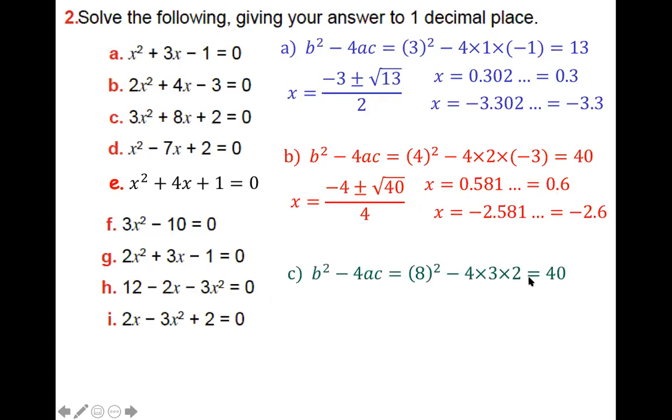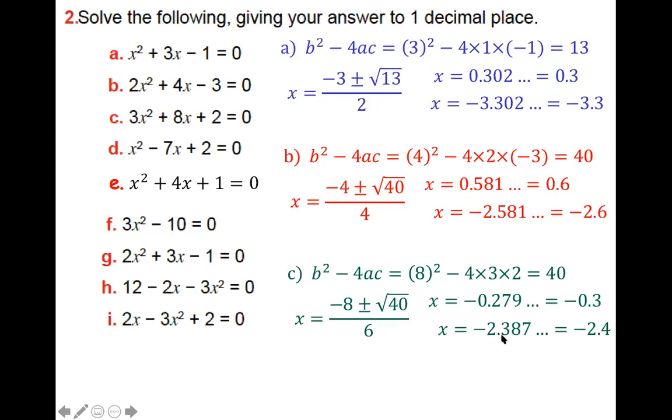For C, b squared minus 4ac, again 40. So you can see it doesn't matter. You can get the same discriminant even for a different equation. Then you just write -8 plus and minus root 40. The answer should be different this time. I've got a negative number rounded and a negative number here for C.